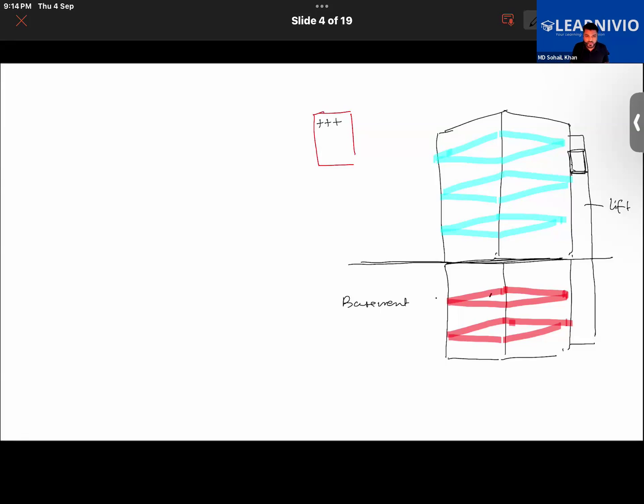Or let's say if you have to go to the 2nd floor, the buttons are like this. If you have to go to this floor, the 2nd floor in the ground, you have the -2 symbol. If you have to go here, for this you have -1, like that.